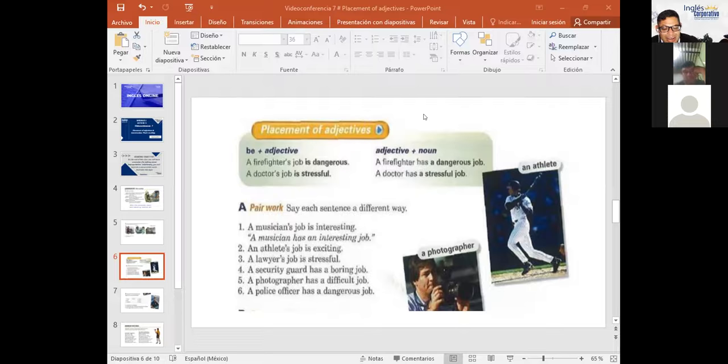A security guard has a boring job. A photographer has a difficult job. A police officer has a dangerous job. So you can see the different kind of jobs and also the way how they are formed.